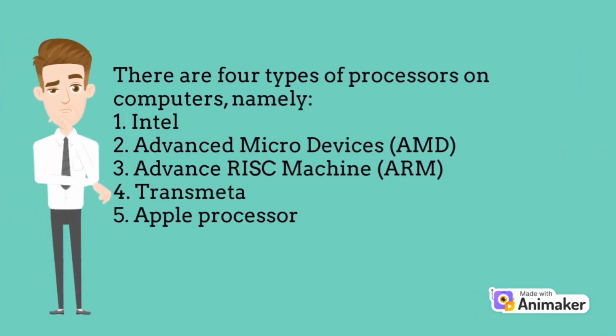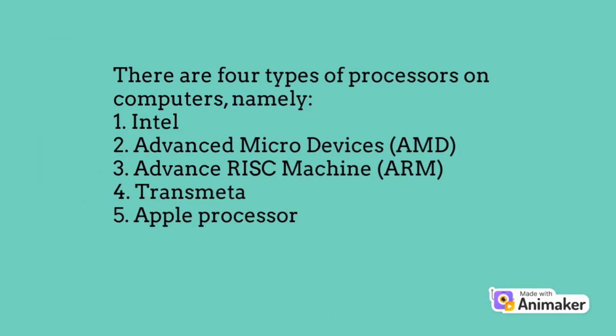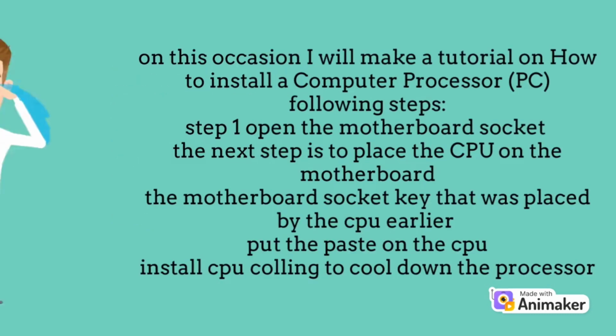There are 4 types of processor on computer, namely number 1, Intel. Number 2, Advanced Micro Devices. Number 3, Advanced RISC Machine. Number 4, transmitter. Number 5, a file processor.